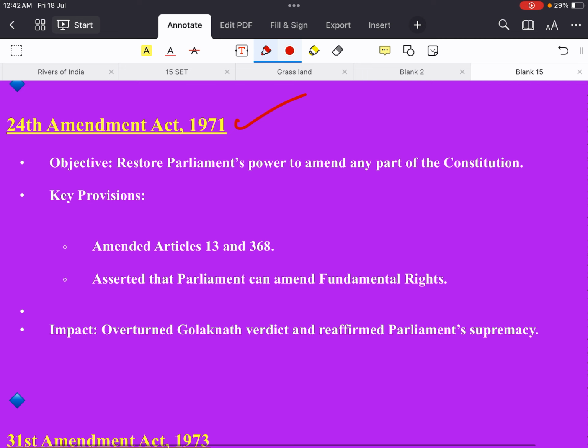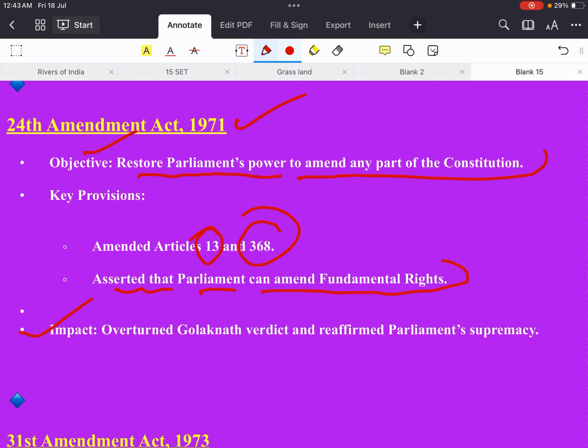The next, 24th Constitutional Amendment Act. What was the objective? Restore Parliament's power to amend any part of the Constitution. What were the key provisions? Amended Article 13 and Article 368. Asserted that Parliament can amend fundamental rights. What was the impact? Overturned the Golaknath verdict, and Parliament's supremacy was reaffirmed.